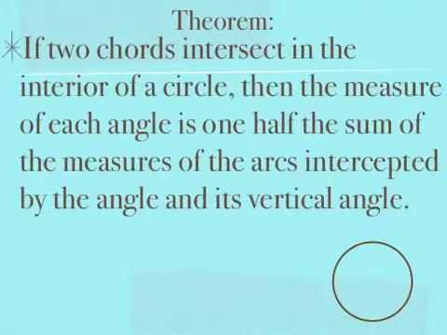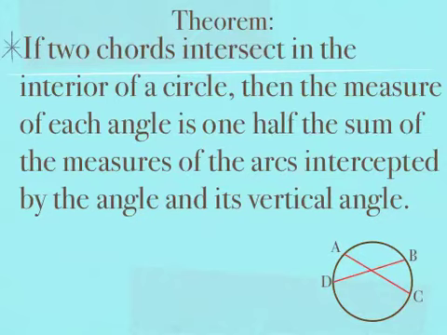The next theorem says if two chords intersect in the interior of a circle, then the measure of each angle is 1/2 the sum of the measures of the arcs intercepted by the angle and its vertical angle. A diagram of this would be having two chords, and they have to intersect in the interior of the circle.